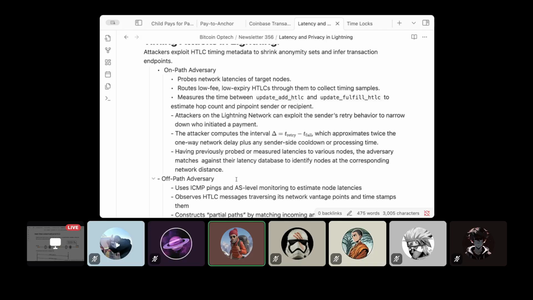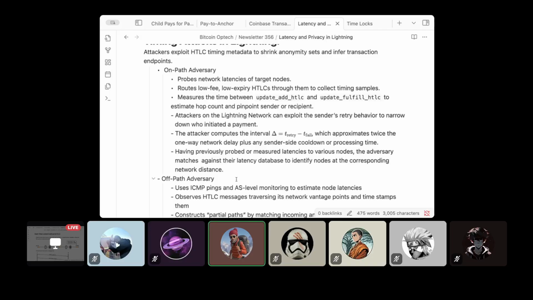So what does an on-path adversary do? He typically probes the entire network for latencies of target nodes. How does he do that? He pings different active Lightning nodes and measures the time it takes for him to receive a reply back. So he generally gets an overlay of the latency in the entire network. He can use this data to further de-anonymize the sender or receiver.